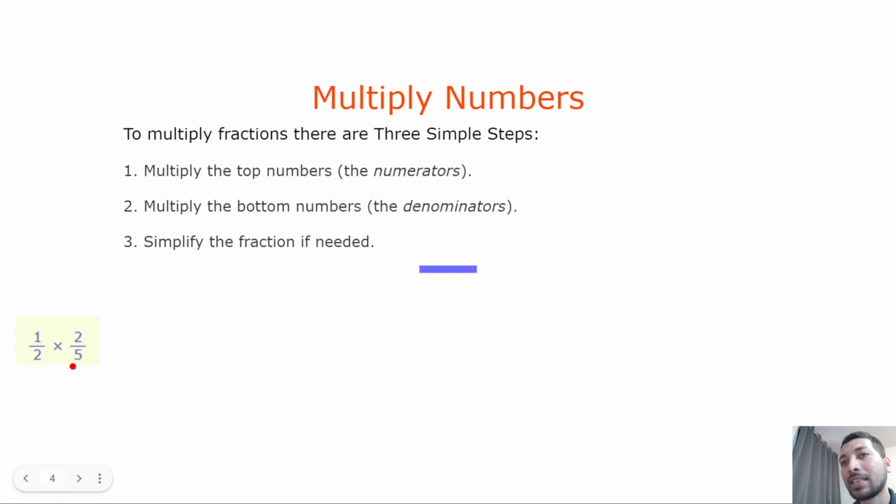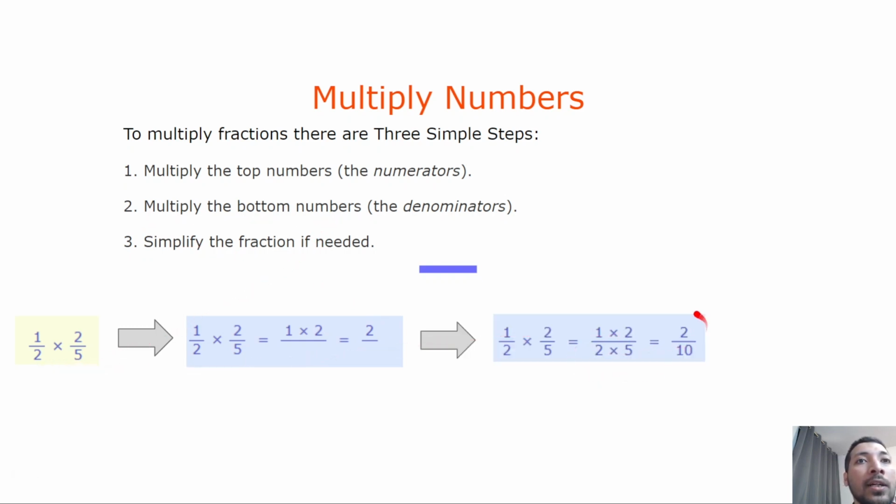So let's see this example over here. We have 1 over 2 times 2 over 5. Step number 1 is multiply the top numbers. 1 times 2 is 2. Step number 2 is multiply the bottom numbers. 2 times 5 is 10. So 2 over 10. Let's see if you can simplify the fraction.